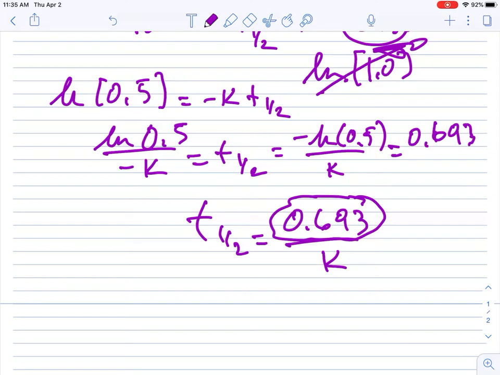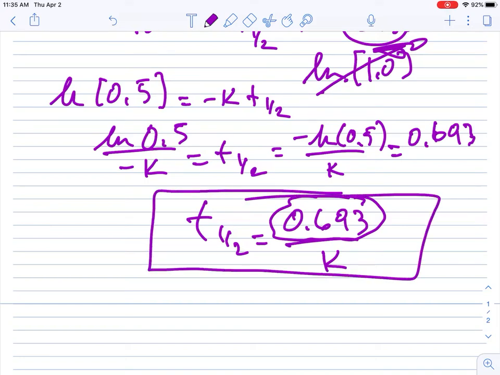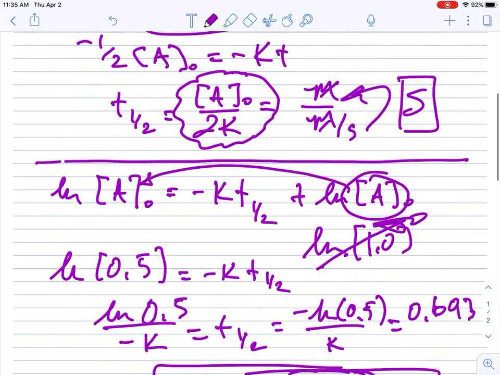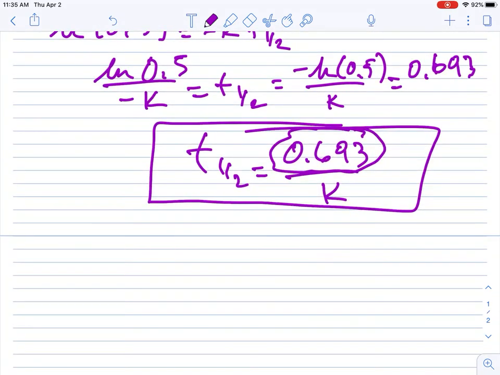Now, here's what's going to be important. With this one, and you'll see that this is the only one that this is true, this is the only one where the half-life isn't dependent upon the initial concentration of A. So if you come up here to the zero order, you have to have the initial concentration. The half-life of a first order reaction isn't. It's only dependent upon that value of k.